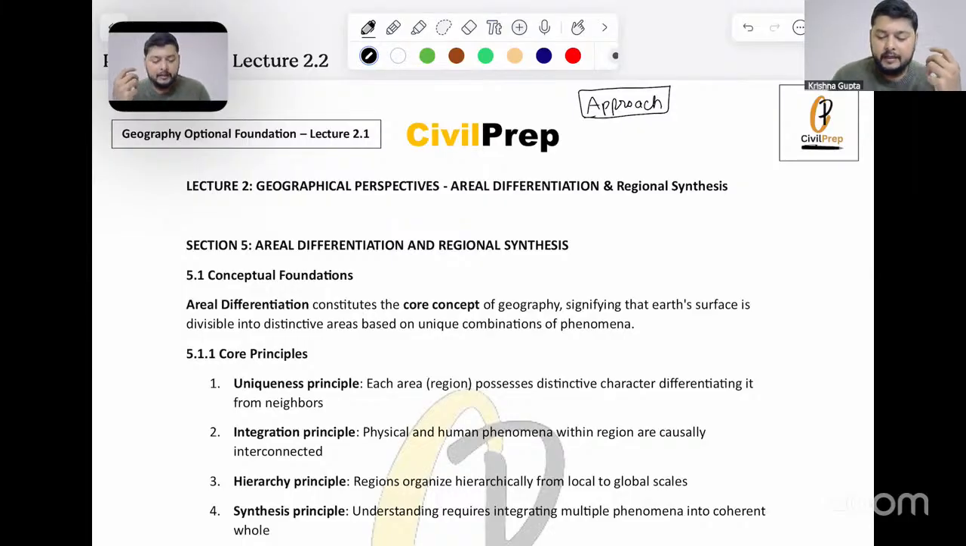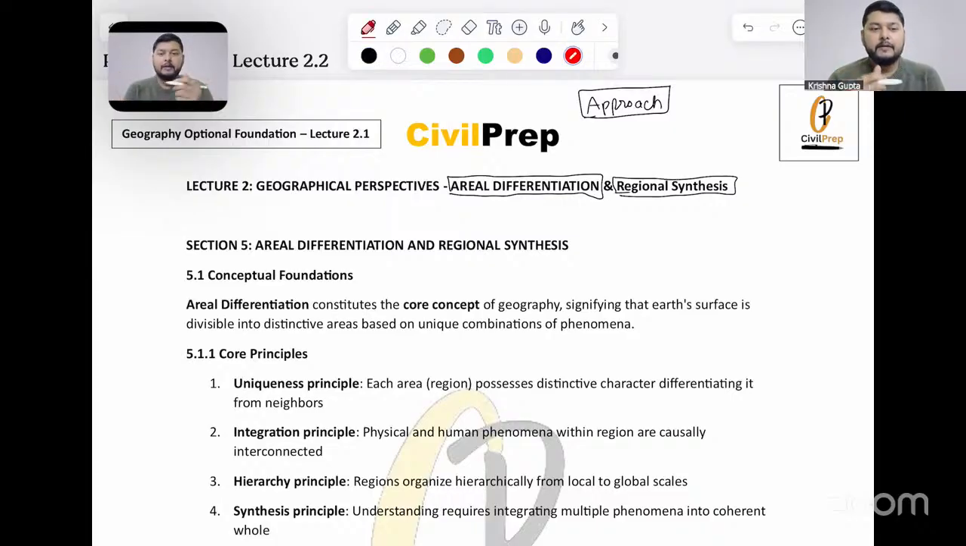Now, under this part, we have two very important things, that is areal differentiation and regional synthesis. These were two important paradigms which were present from 1800 up to 1920 or 1930s. During this time period, because of areal differentiation and regional synthesis, geographical subjects have become more descriptive. The development of the geographical stream became descriptive. Therefore, it was called ideographic.